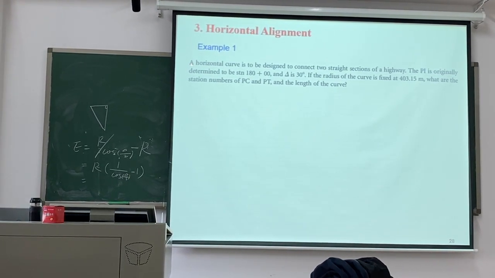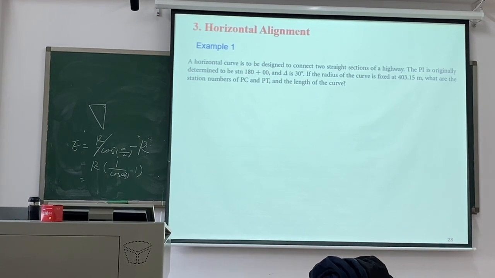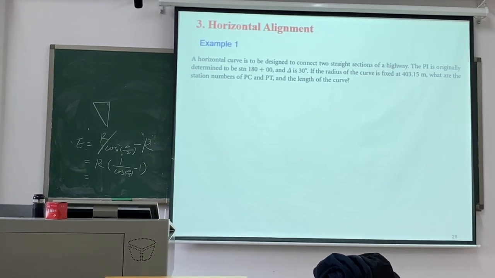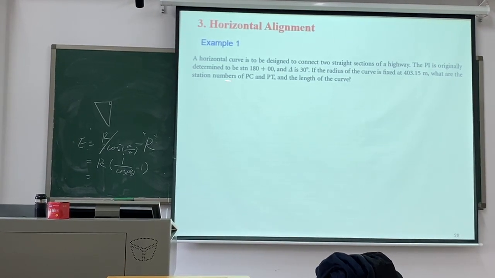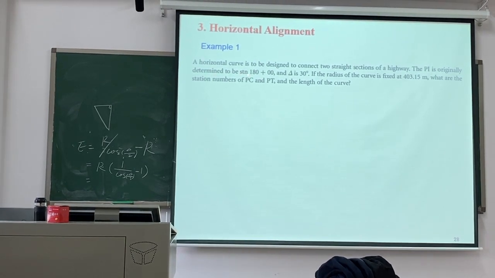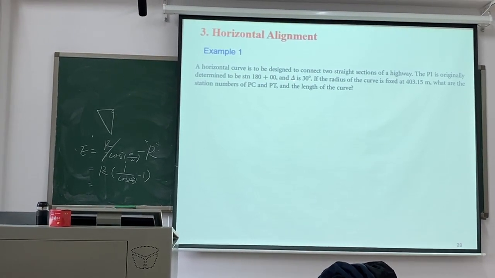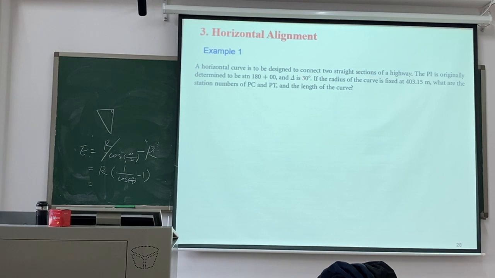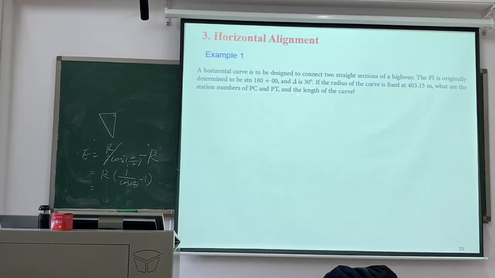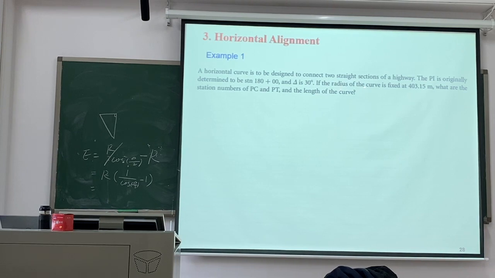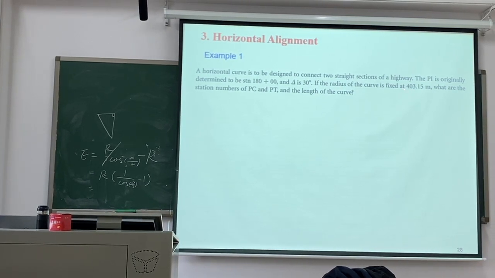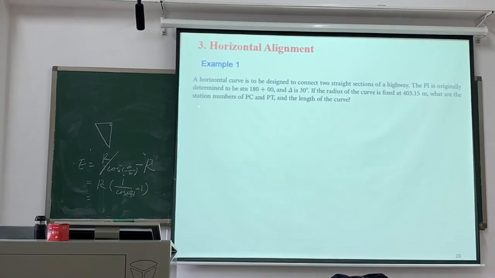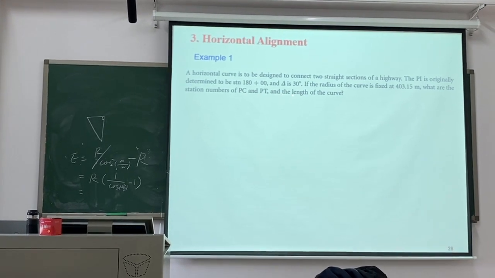Example 1. A horizontal curve is to be designed to connect two straight sections of a highway. The PI is originally determined to be station 180 and the deflection angle is 30 degrees. If the radius of the curve is fixed at 403.15 meters, what are the station numbers of PC and PT and the length of the curve?